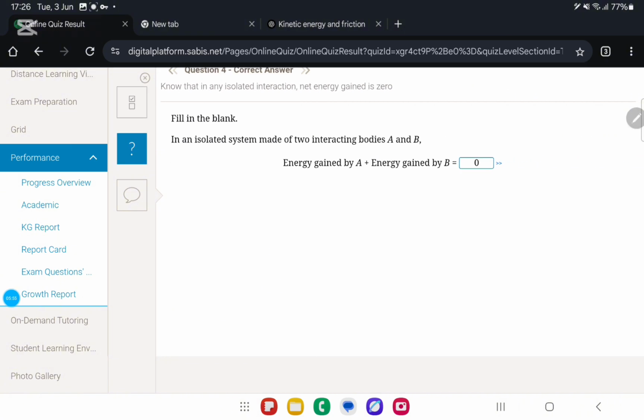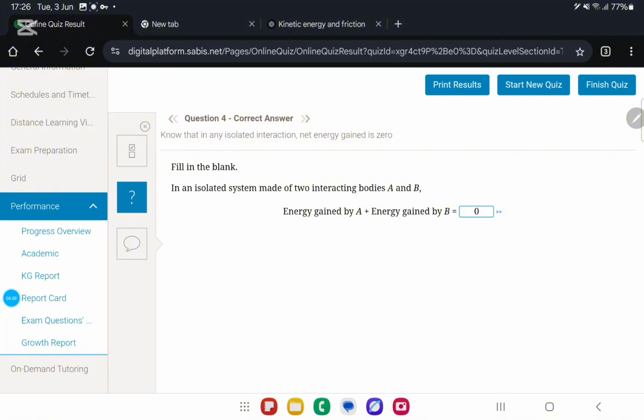All easy questions. See, they're all like last week. In an isolated system made of two interacting bodies, A and B, energy gained by A plus energy gained by B is equal to 0. Like the question we did in number 2, gained by A plus gained by B is equal to 0, lost by A plus lost by B equals 0. Whatever they gain, they're opposite to each other. So that means negative and positive, add them up, it becomes 0. Remember it's an isolated system, so both numbers are the same.